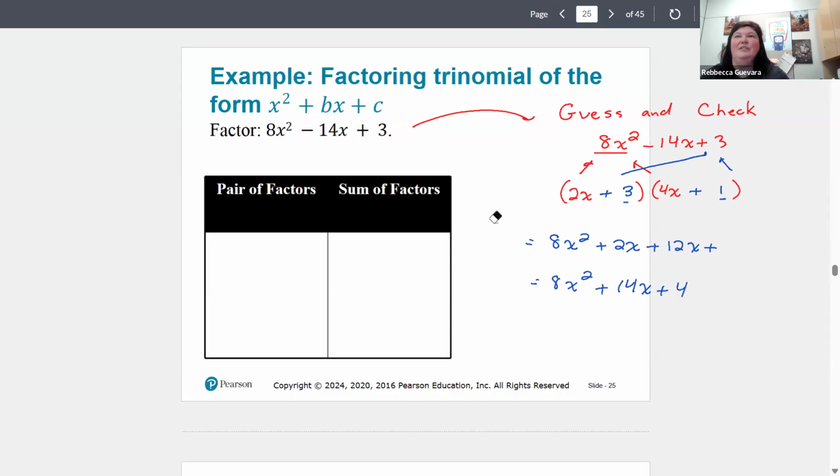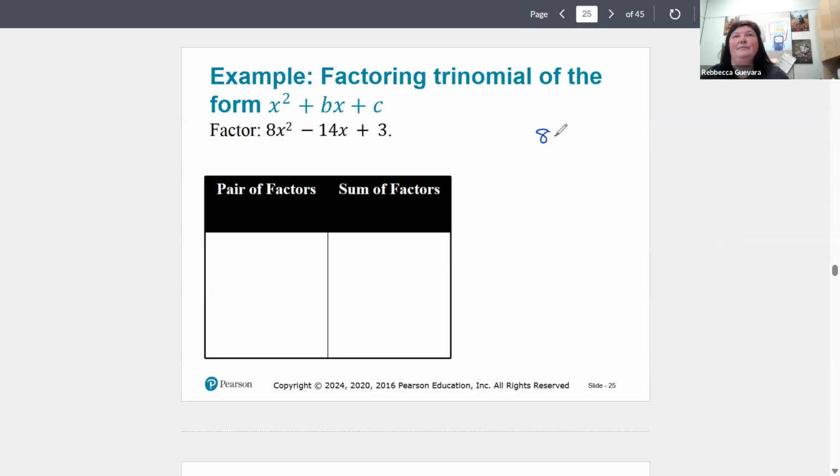That's what the guess and check method does. So sometimes your guess and check method works really well and we'd pop out right away. What's wrong here is I should use the -3 and a -1. But like I said, this is what the guess and check method does. So once I do that, I'd go, well, if that didn't work, let's try something else. 8x squared minus 14x plus 3.